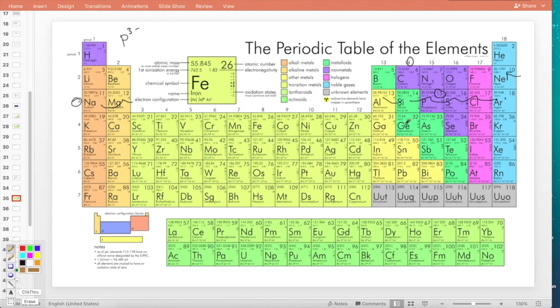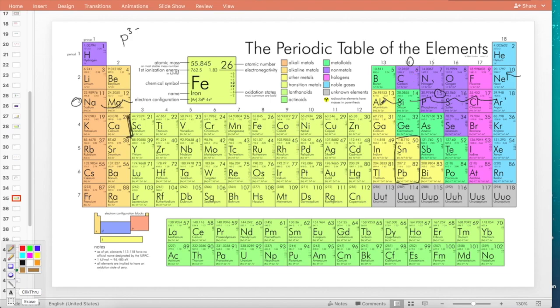Well, the secret is that things in group 14 typically don't form ions. It turns out that these two elements down here, tin and lead, they do. But these up here, they don't. So we're not going to worry about it. Remember, I'm only going to be asking you about the first 20 elements. So silicon, carbon, they don't form ions.